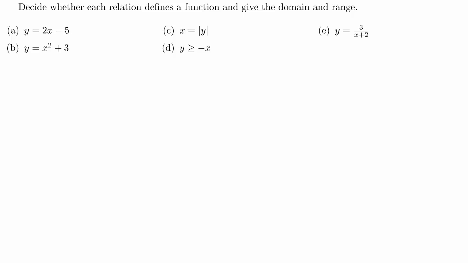Hello. In this example, we will decide whether each relation defines a function and give the domain and range. I'm going to start out with the functions. A is y equals 2x minus 5. Because it's an equation, that means it might be a function. And because the exponent is to the first power, which is an odd power for the y variable, that means that A is a function. So yes, it is.